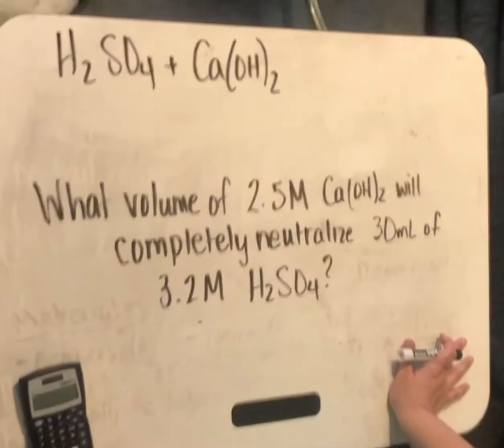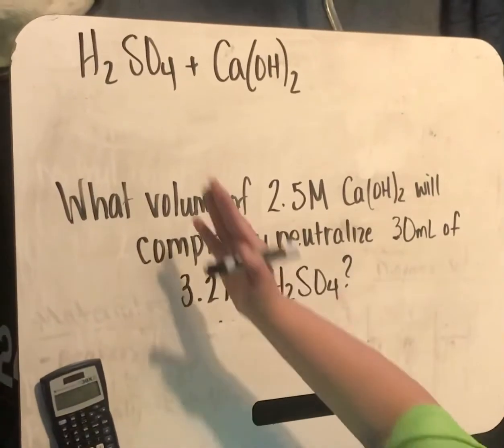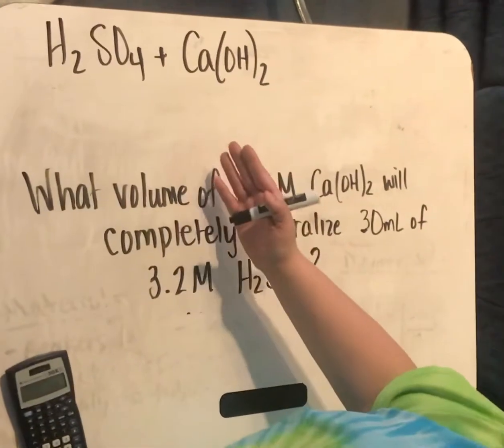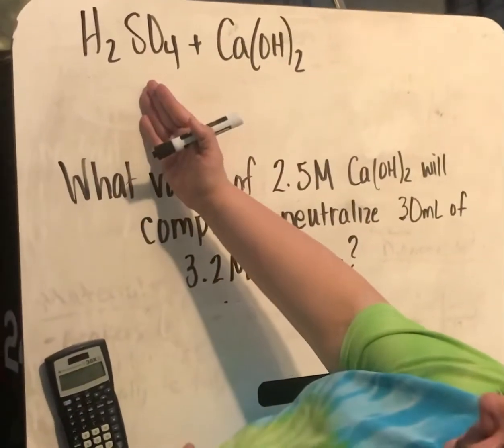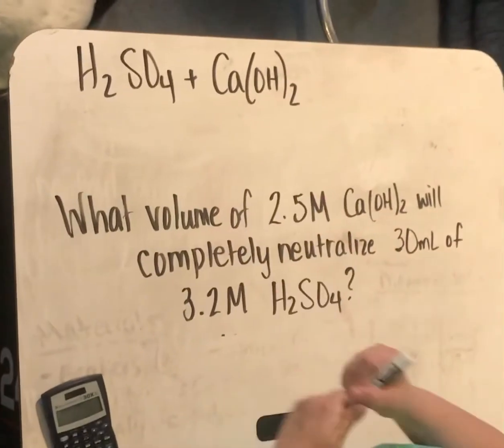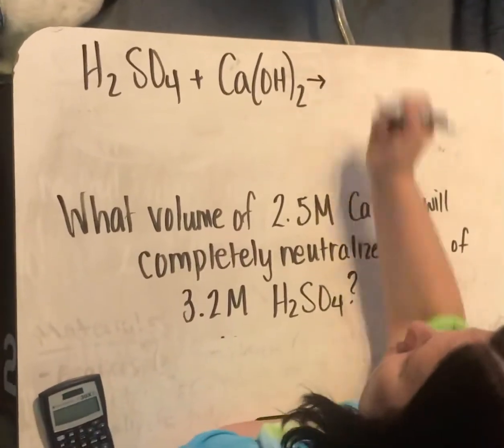One example of a neutralization reaction would be when you have something like this and this. If you look them up on table K and table L, you'll find that this is an acid and this is a base. And when you put them together, you would get a salt and a water.